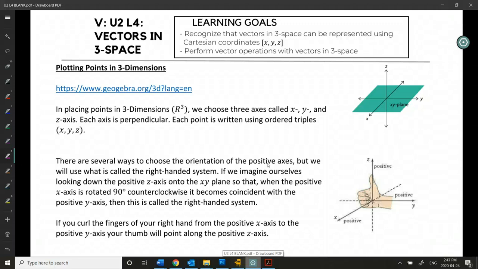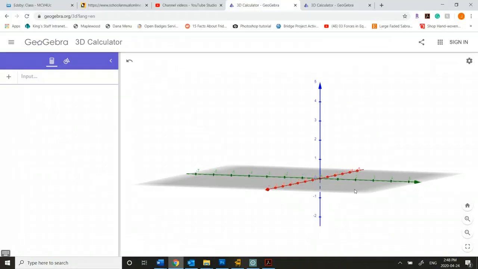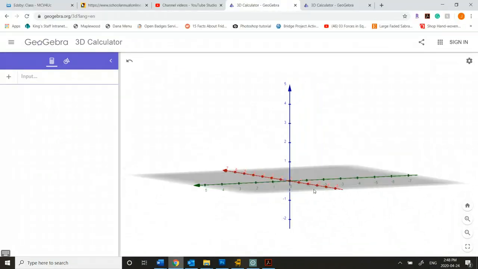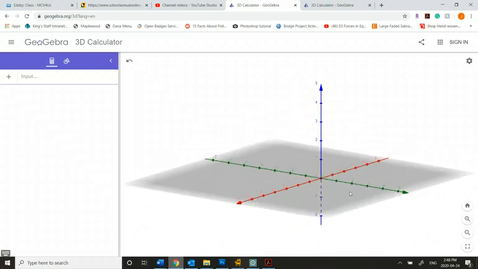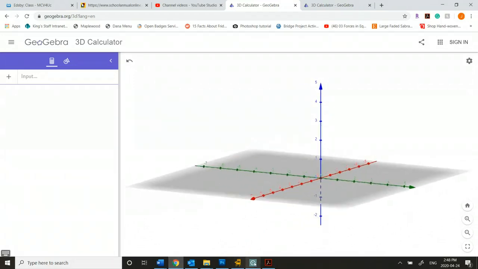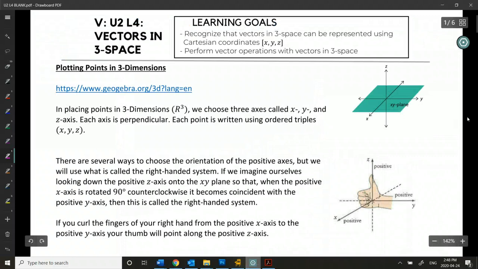Welcome everyone. Today we are going to extend our knowledge of 2D vectors into 3D space. To do this, we need to add an axis to our typical XY axis. Now we have the XYZ axis. A really good resource for visualizing things in 3D is the Geogebra 3D calculator. I'll show you what that looks like here. You can grab it and rotate it around like so, and it gives a really great visual for a lot of the things that we're going to be talking about moving forward.